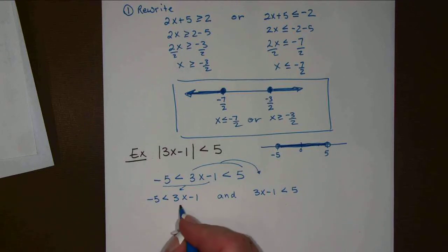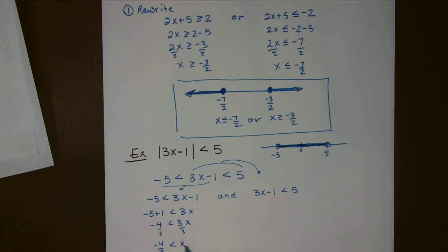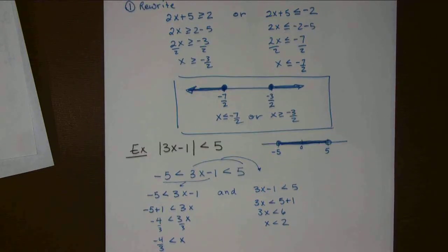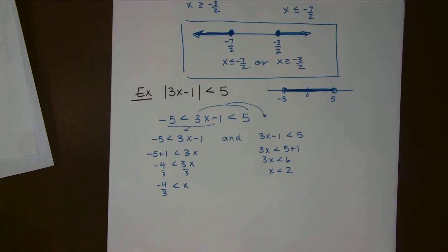So the 3x here is positive on this side, so we'll leave that there so that it doesn't become negative if we move it over. Move the 1. So minus 4 is less than 3x. Minus 4 over 3 is less than x. And here, so those are the two numbers that we're going to be in between.